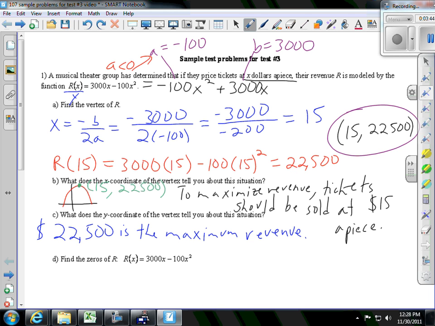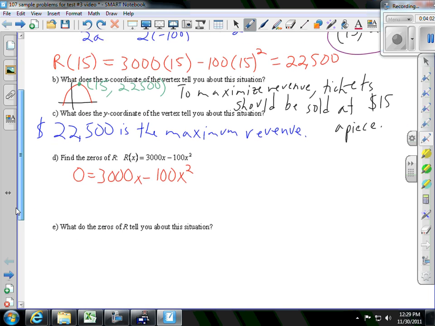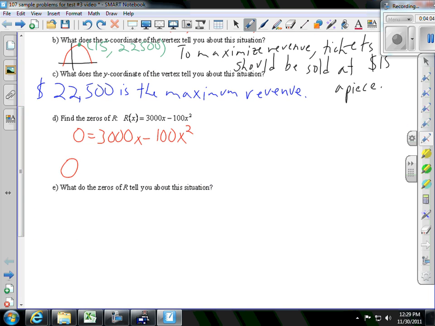Part D says find the zeros of this function. So that word zero, you're supposed to know, means set the whole thing equal to 0. And in order to solve this equation, of course, you could use the quadratic formula because it's a quadratic equation. But the easiest thing to do is to factor. And in this case, you can take 100 and you can take an x out of both terms. And so if you take 100x out of the first term, we get 30. Take 100x out of the second term, we get x.